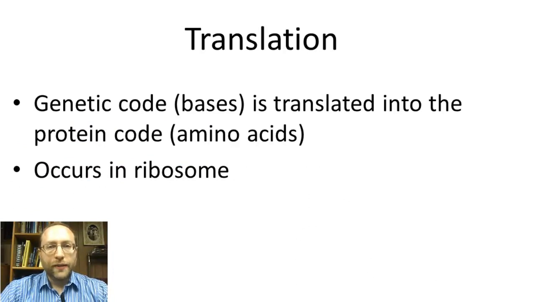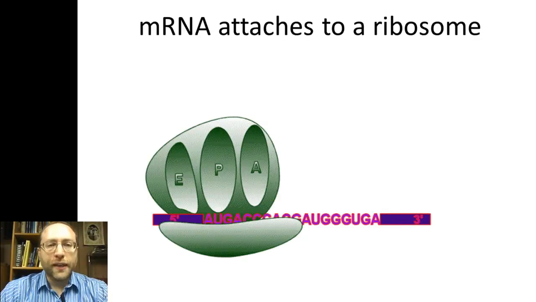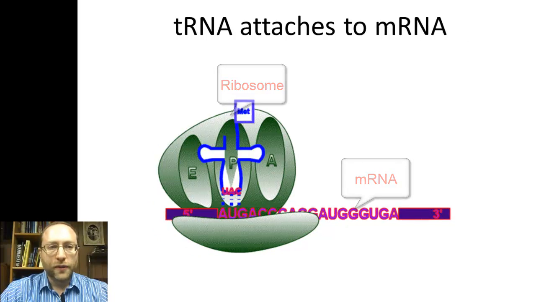With transcription, we had the same language. In translation, we're changing languages. We're going from the language of the bases, ATTC, to proteins, where we have the language of just a sequence of amino acids. This occurs in the ribosome. First thing that happens is that the mRNA attaches to the ribosome, and you see that strand is the mRNA, and the ribosome has two parts to it.